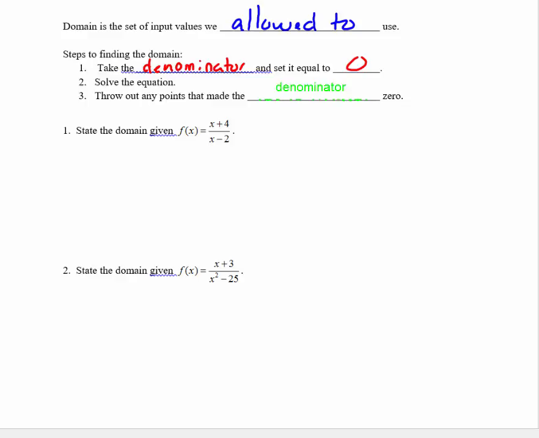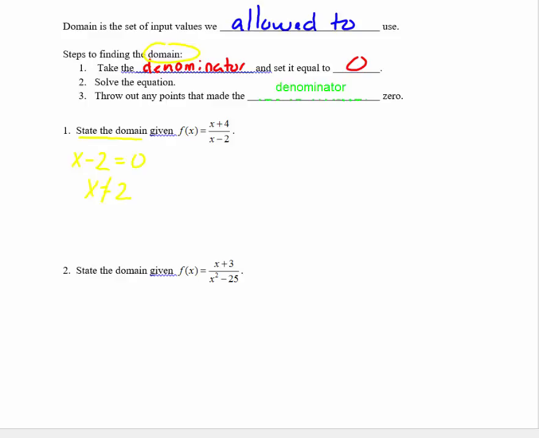So looking at number 1, it says state the domain given that f of x equals x plus 4 all over x minus 2. The only direction says is to state the domain. So again, I would put this on the front of a note card, and on the back of the note card, what are the first few steps? So to state the domain, I take the denominator, which is x minus 2. I set it equal to 0. When I solve that equation, I get x equaling 2. So that's the thing I want to throw out.